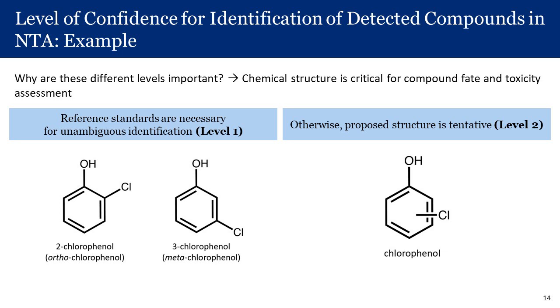So you need these level 1 confirmations. And you can probably imagine that it is very important if you, for example, think about the toxicity of these compounds, because the toxicity is likely to be different between 2-chloro and 3-chlorophenol.